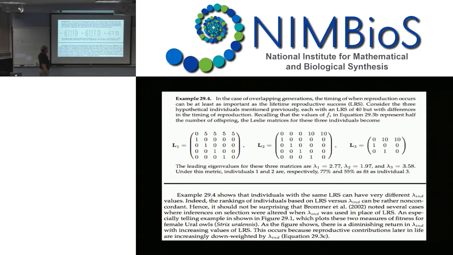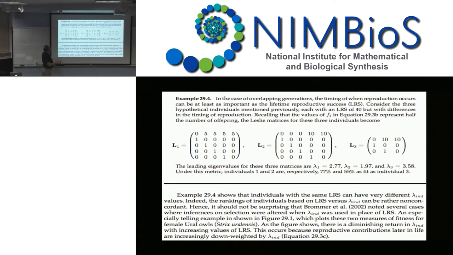Let me work an example. I think it makes more sense. So remember the example we had before? We had 3 individuals. They each gave a total of 40 offspring. So individual 1 had 10 in ages 2, 3, 4, and 5. So these matrices now use half of that. You'll notice this individual here survives.